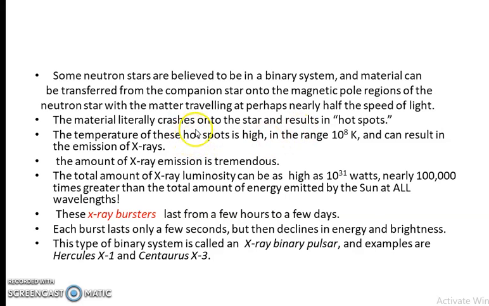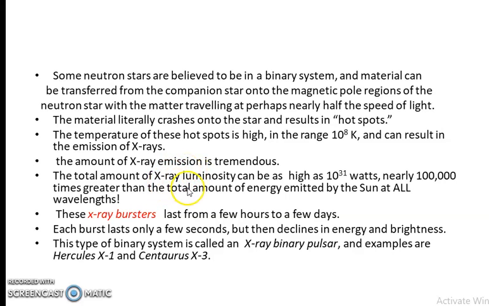Therefore, this material crashes onto the star, and this will cause hot spots. The surrounding material is absorbed, and it has a tendency to crash, and this will cause hot spots. So the temperature of the hot spots is very high, of the order of 10 to the power 8 Kelvin, and this will result in the emission of X-rays. So a very intense X-ray radiation is being emitted.